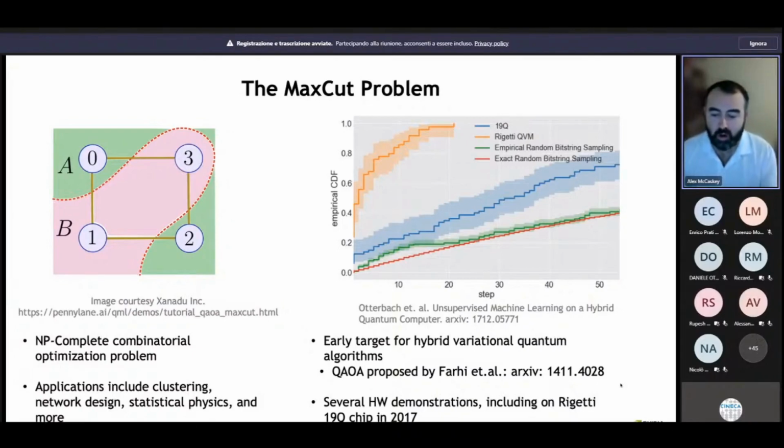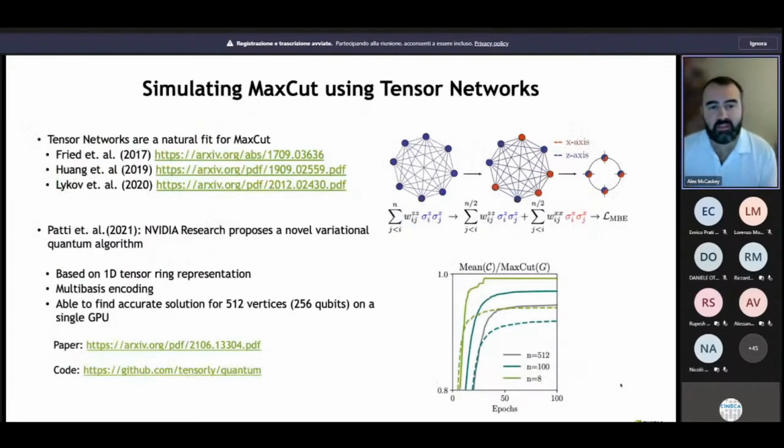And there have been several hardware demonstrations. Here we highlight that they've done this on the Rigetti 19-qubit chip, and this was done a few years back. Okay, so taking this and simulating it with tensor networks, this has been shown in the literature over the last few years, culminating in this 2020 paper from colleagues at Argonne National Lab.